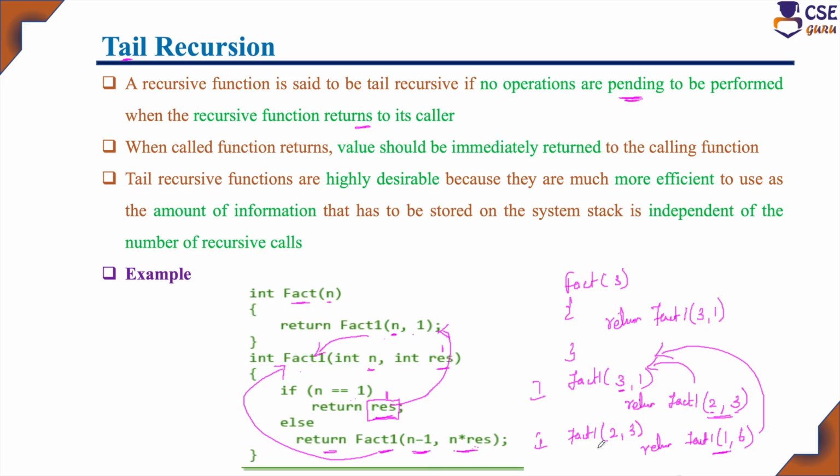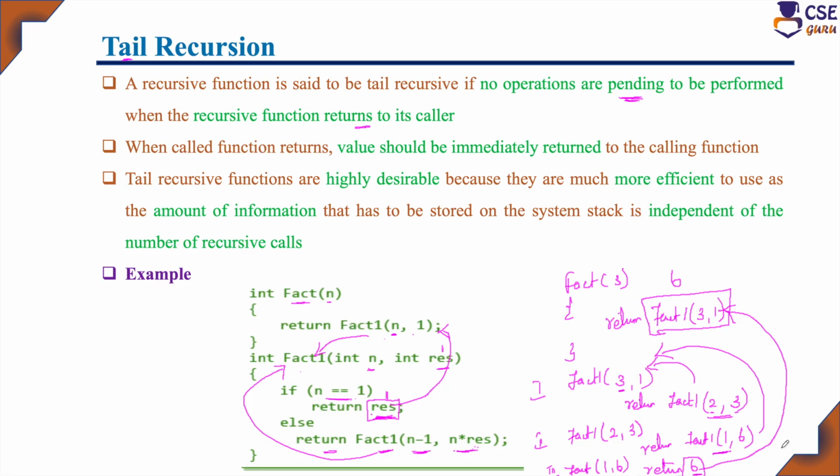This is a recursive call. And the third recursive call, what will happen? fact1 will take 1 comma 6. Now it will check whether the n value is equal to 1. The condition is true, so it will return the result. What is the result it will return? It will return 6 as the result. Okay, and this 6 only will be returned to the called function. Here this is a function call, and the result of this function call is 6.